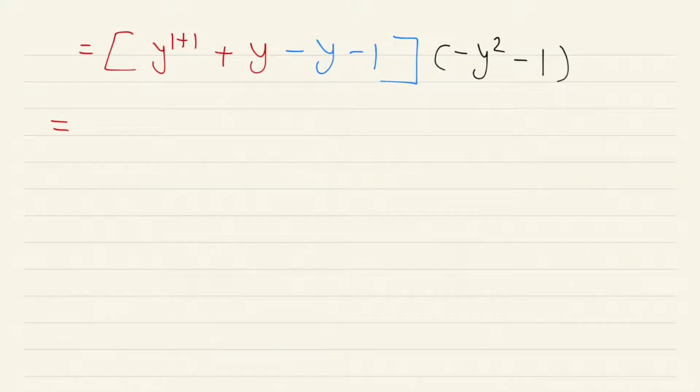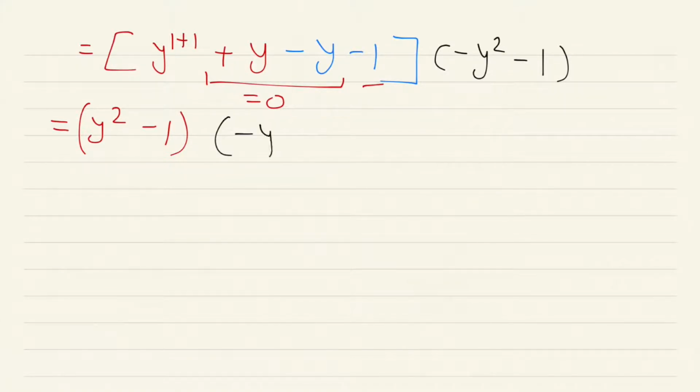So that's y to the 1 plus 1, so that's y squared. Then we have plus y minus y. So that's plus 1 minus 1, so that's 0y or simply 0. And then we have minus 1, times negative y squared minus 1.